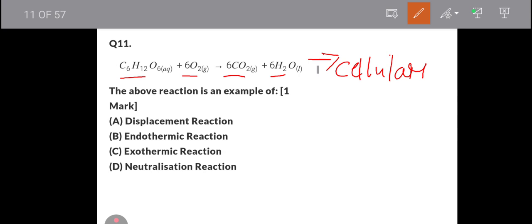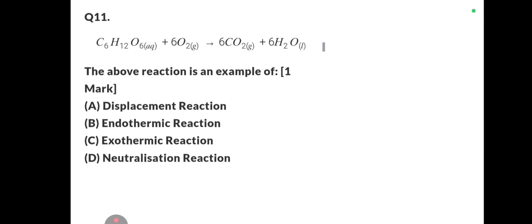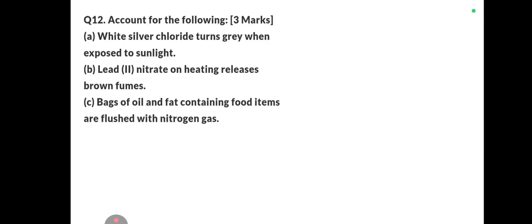Cellular respiration, or respiration, is an example of an exothermic reaction. Why? Because during this process energy is released, which is utilized by us human beings for doing work, right? So since energy is released during this reaction, we can call it an exothermic reaction. So the correct answer for this is exothermic reaction. Clear? Hope this question is also clear to you. Let's move to the next question.